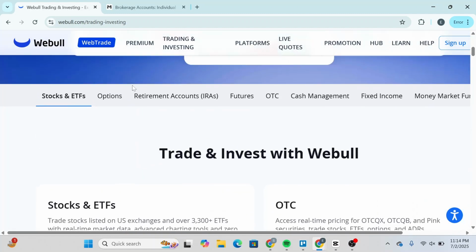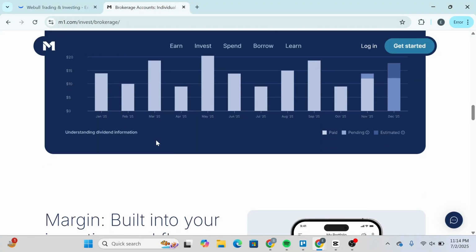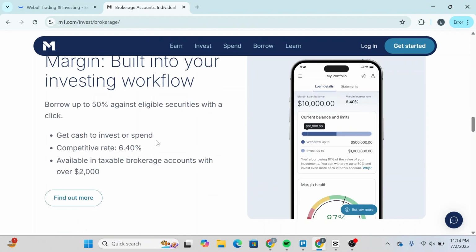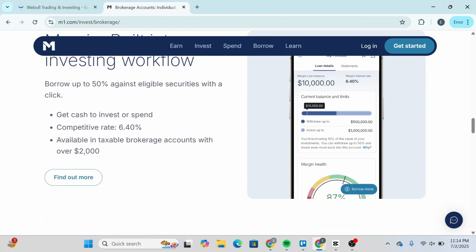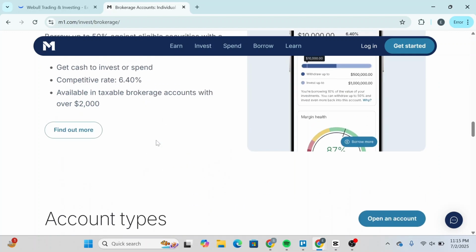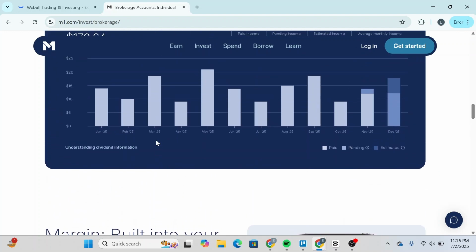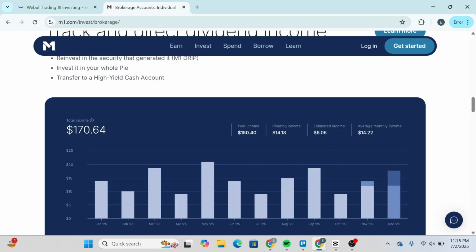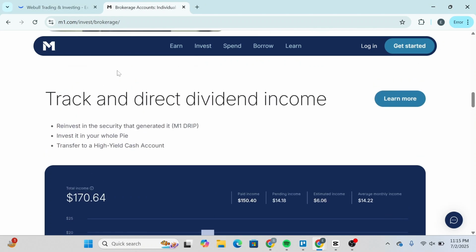Choose M1 Finance if you want a passive, automated investing experience, prefer building a diversified portfolio with ease using the pie system, like the idea of automated rebalancing, recurring deposits, and long-term financial planning, and don't care about day trading or complex trade setups. So in summary, Webull is ideal for hands-on technical traders, while M1 Finance is perfect for passive investors looking to grow their wealth over time without micromanaging.